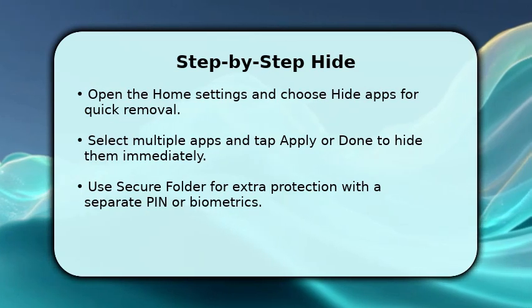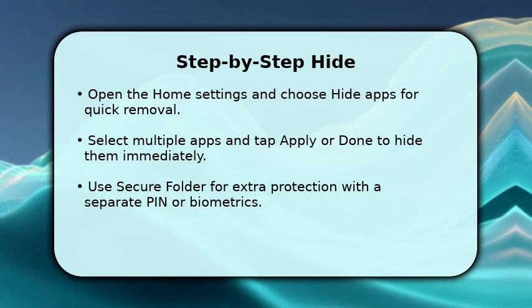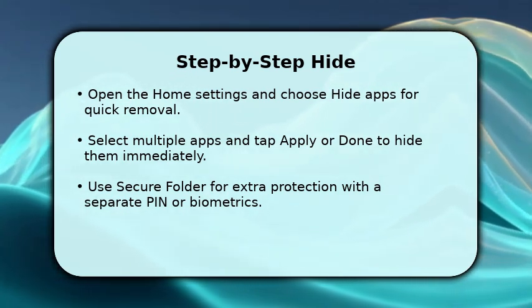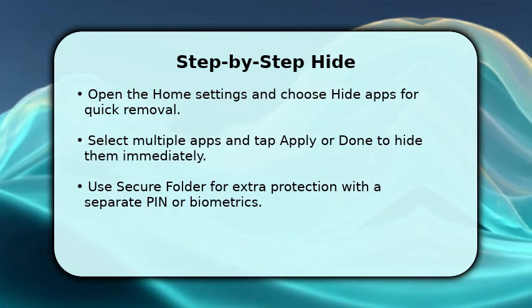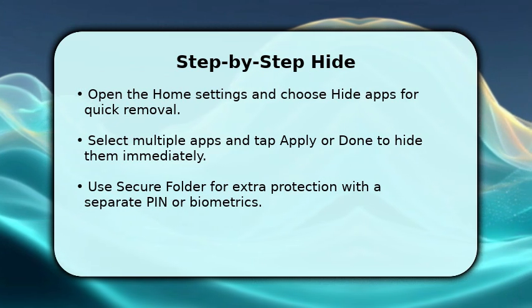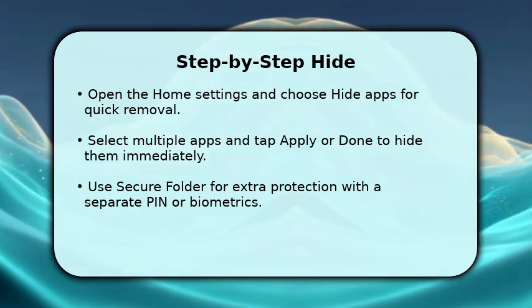Start from your home screen and open Home Settings, then choose Hide Apps. Pick each app you want off the Home and App drawer, tap Apply, and confirm your choice. For stronger privacy, move sensitive apps into Secure Folder and protect it with a PIN or fingerprint so apps remain hidden and inaccessible without your consent.